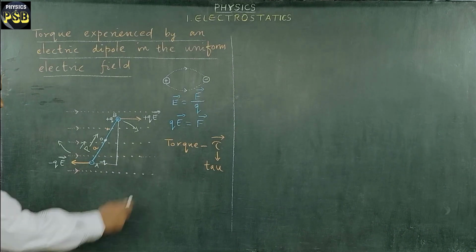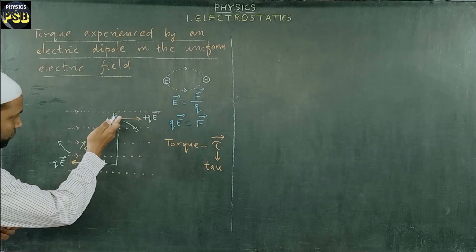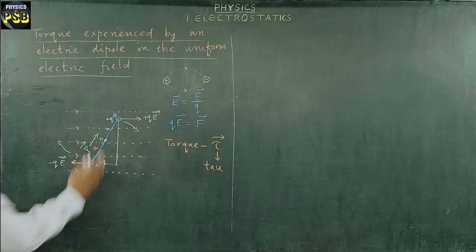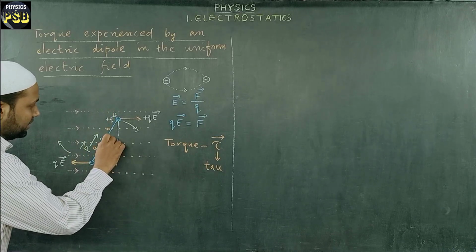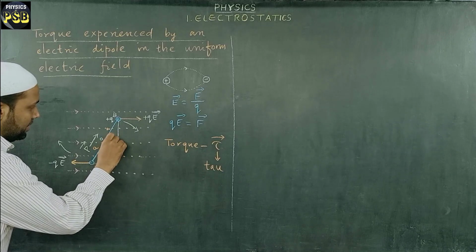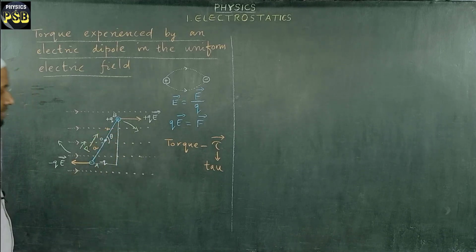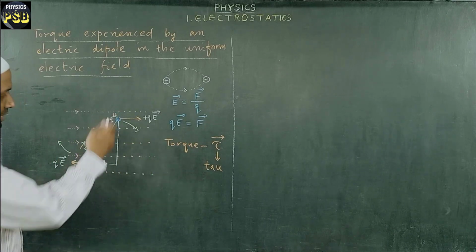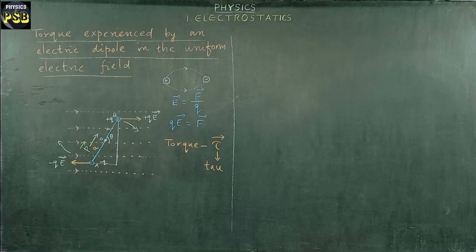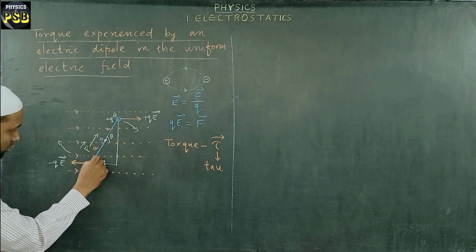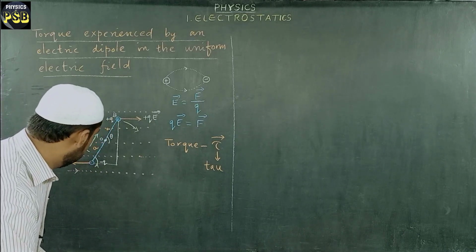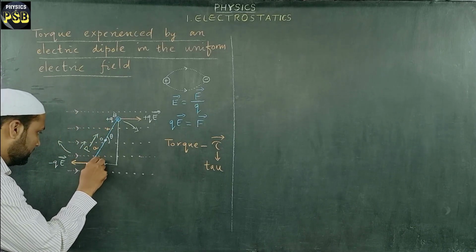Now, how to get that? It's too simple. See, this electric dipole is inclined at some angle. I denote that angle by the letter theta. Theta is the angle between the electric field and the electric dipole. If it is theta, then this will also be the same. This one is also theta. This angle will be theta.